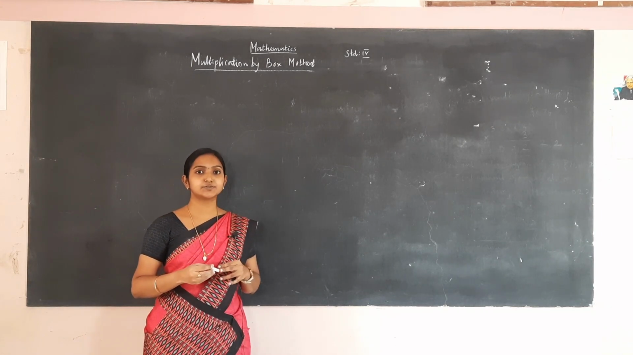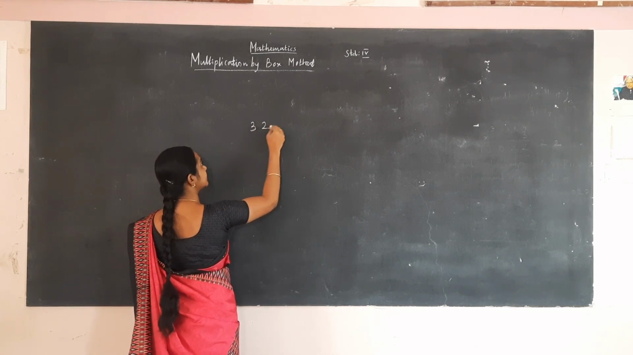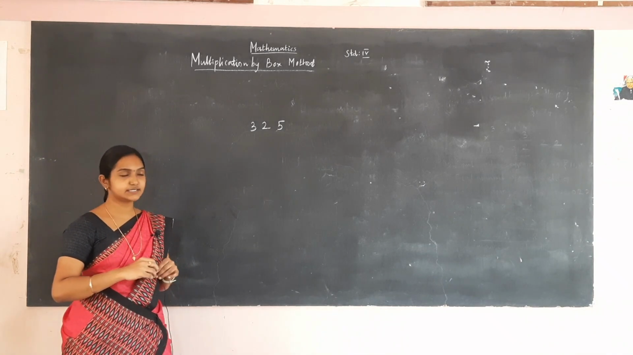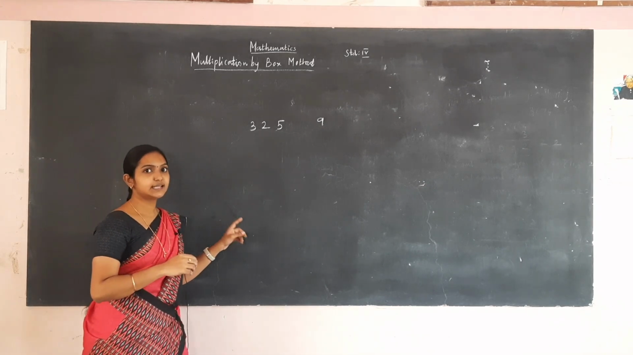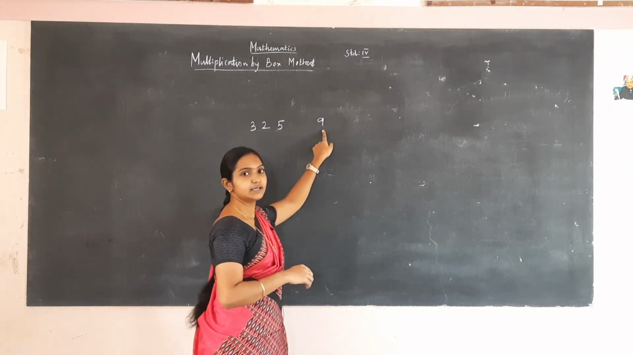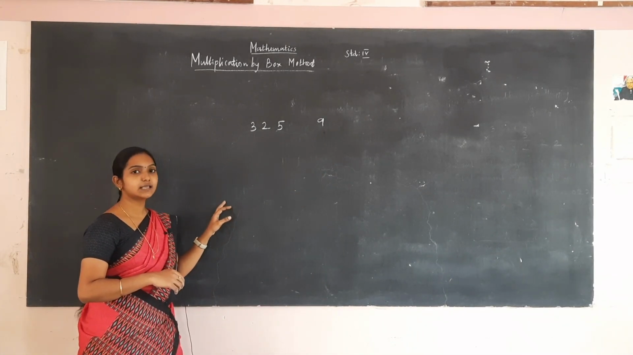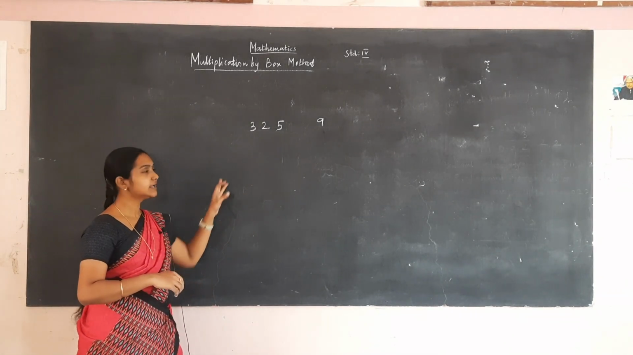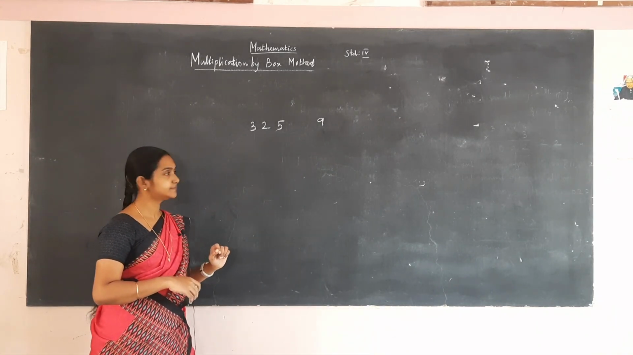Rizwan's daily wages is rupees 325. He works for 9 days. Let us find how much money he earns if he worked for 9 days. So, we are going to multiply 325 and 9 using box method.